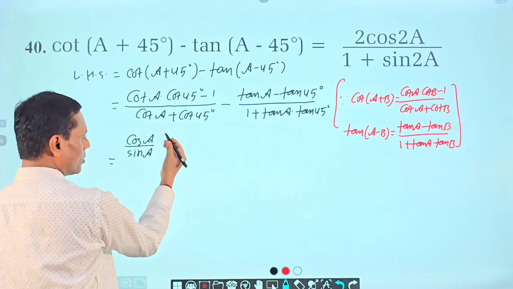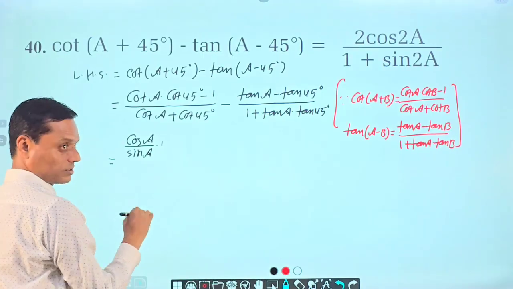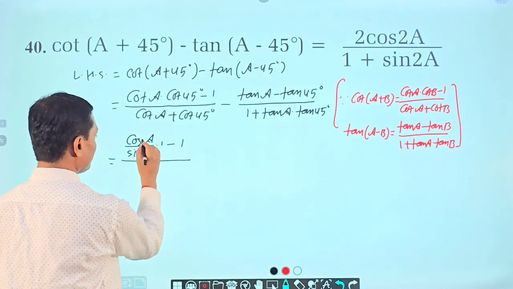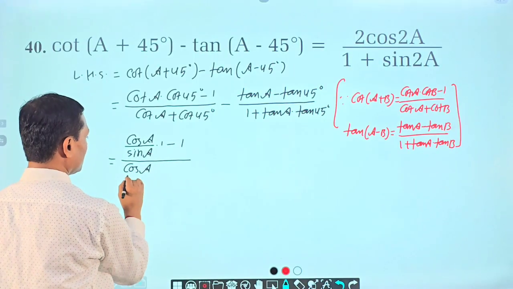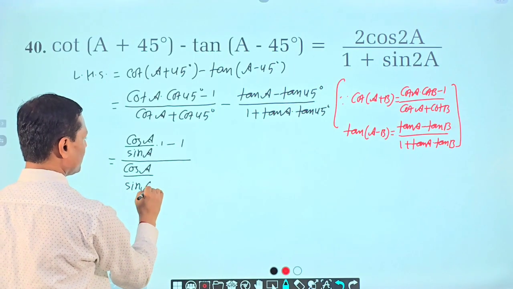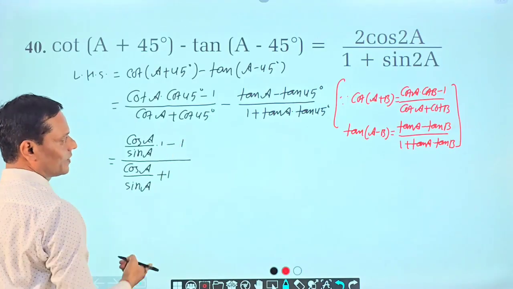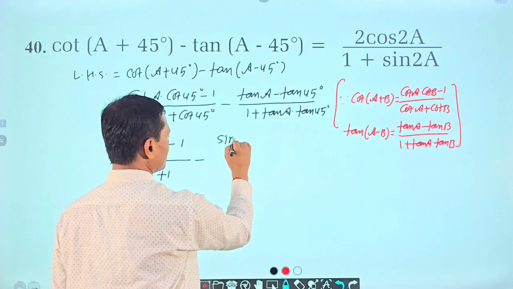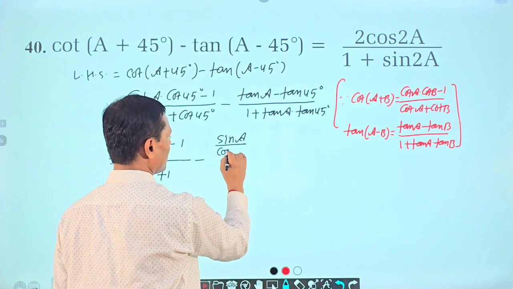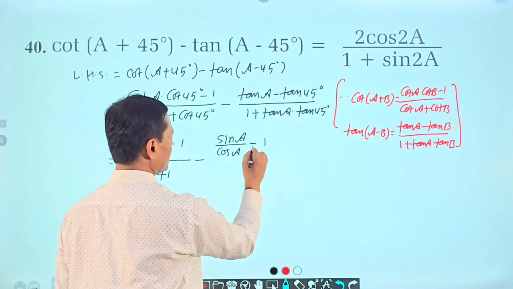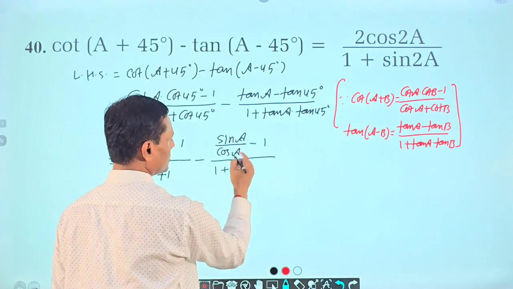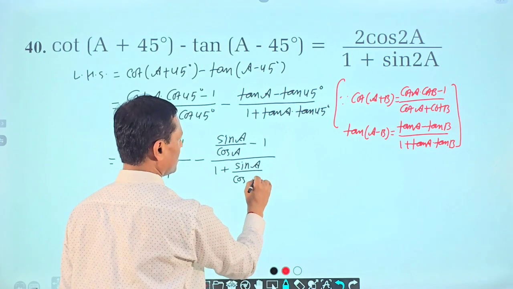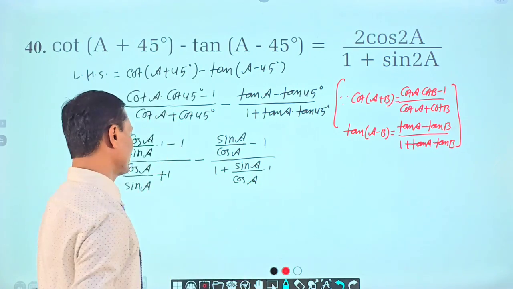Into 1, no need to write, or you can write 1 times any number, 1 anything is the same, right? So minus 1, here also the same, cos A by sin A plus 1. Cot 45 degree equals 1, minus, here is also tan A, that is sin A by cos A minus 1, and here 1 plus tan A is sin A by cos A, and into 1 no need to write, and if you write it doesn't matter.